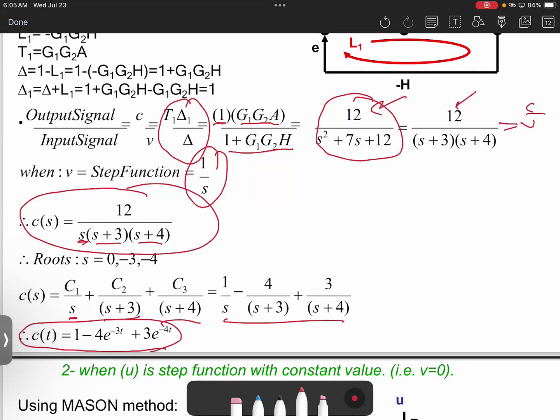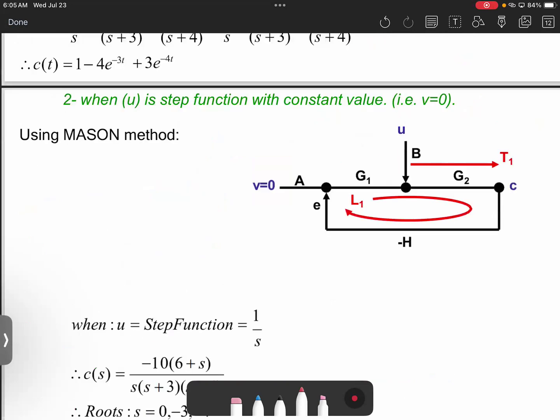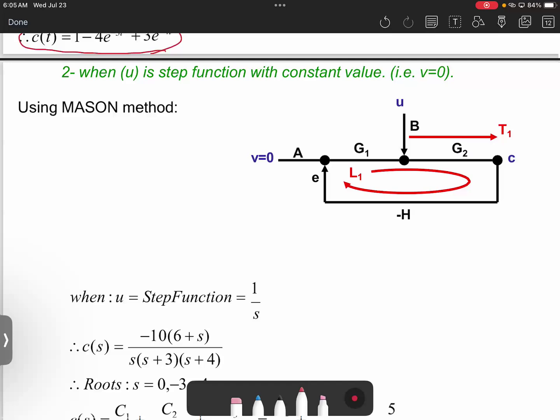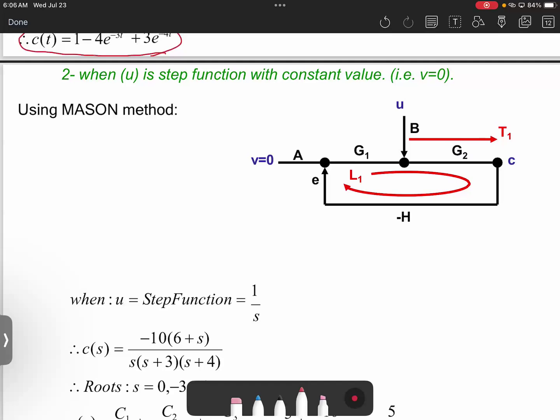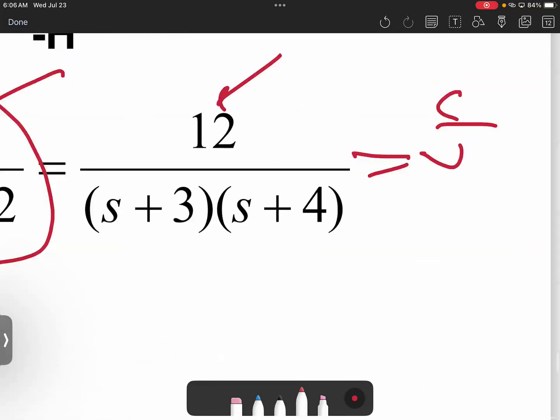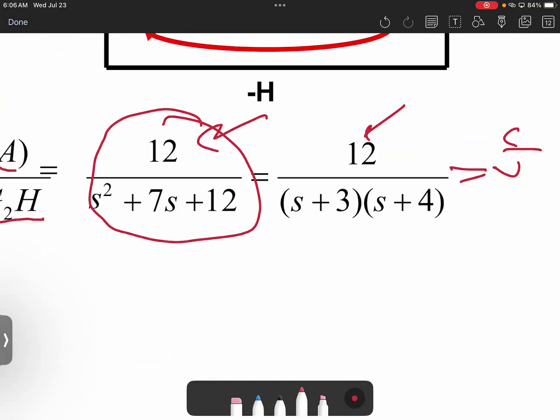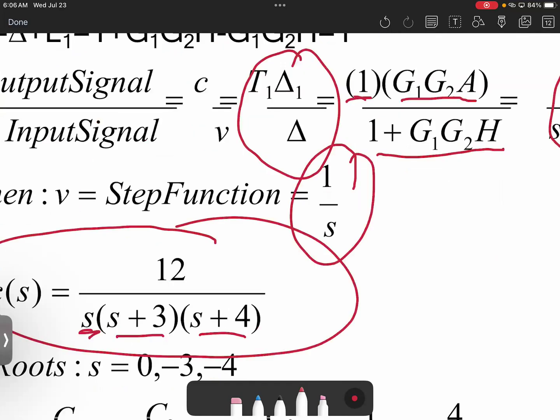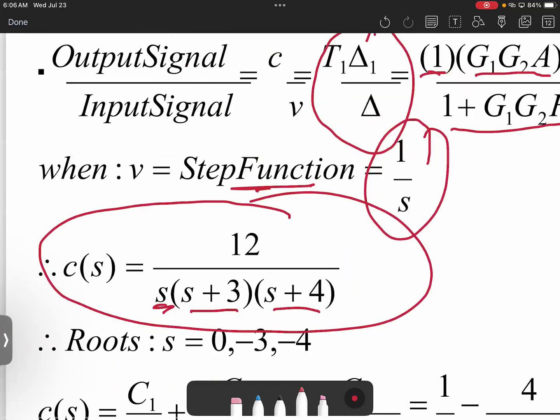Okay, so this is a cumulative example. We did Mason rule, we did the partial fraction expansion, we did a step response, and Laplace inverse. 4 examples in one. That's why I said mark it as a star example. The second thing, assume V is 0. Because we would like to find the step response. This transfer function is C over V. Assume V as 1 over S, which is step function, then it will be 1 over S.